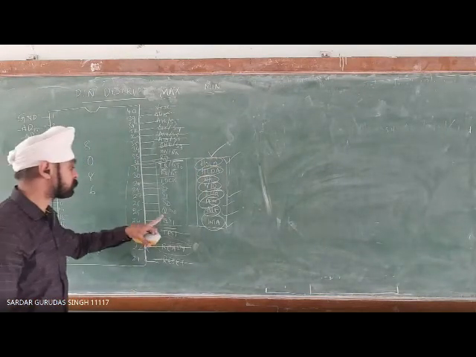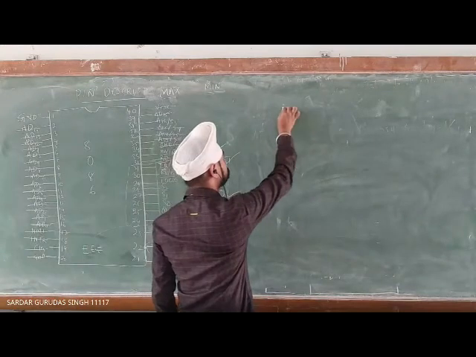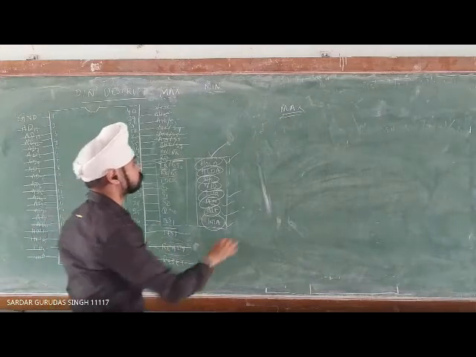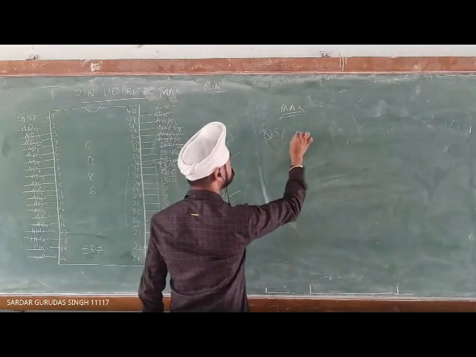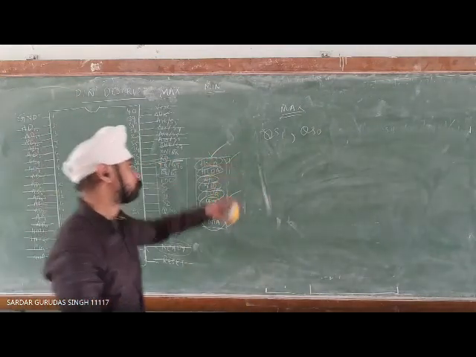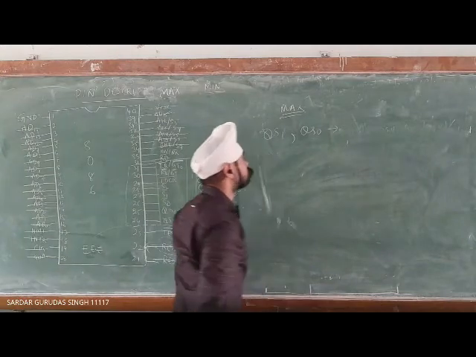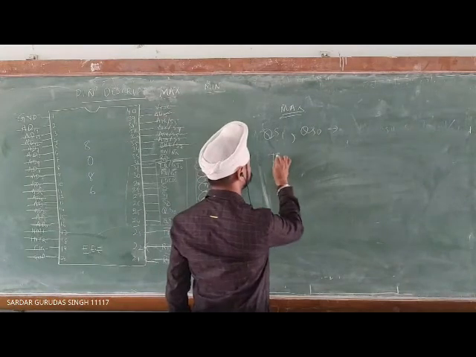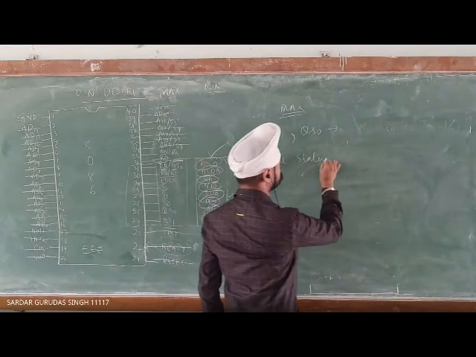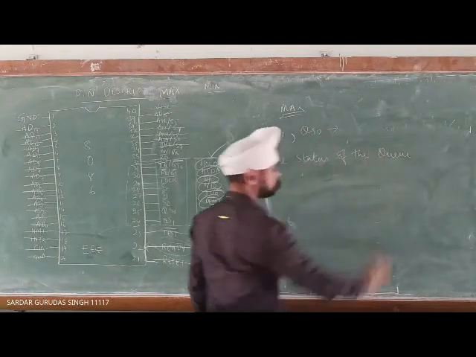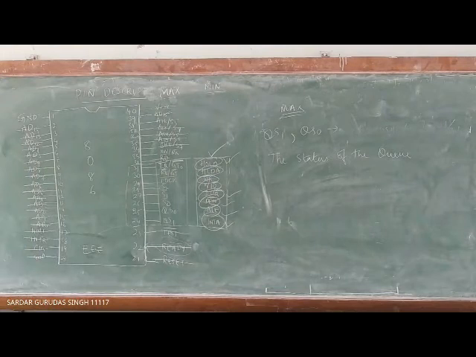The next one is maximum mode. Pins available in maximum mode. The first two are QS1 and QS0. Okay. These two pins are used to indicate the status of the queue. They are used to indicate the status of the queue.